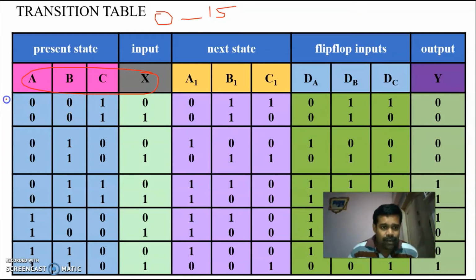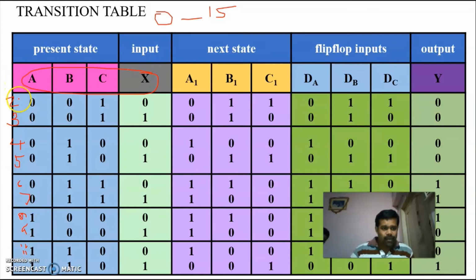This is 2. 0 0 1 0 is 2. 0 0 1 1 is 3. This is 4. This is 5. Then this is 6, 7, 8, 9, 10 and 11. Here 0, 1. Then 0, 11.